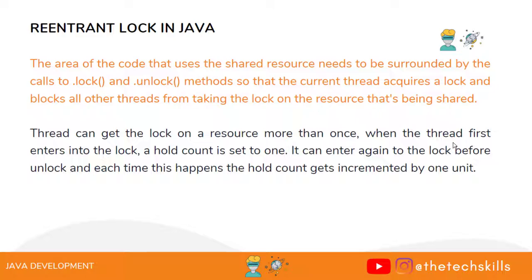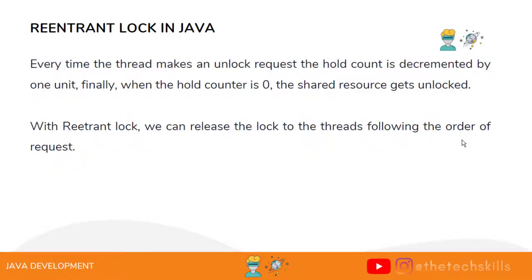A thread can get the lock on a resource more than once. When the thread first enters into the lock, a hold count is set to 1. It can enter again to the lock before unlock, and each time this happens, the hold count gets incremented by 1 unit. Every time the thread makes an unlock request, the hold count is decremented by 1 unit. Finally, when the hold counter is 0, the shared resource gets unlocked. With Reentrant lock, we can release the lock to the threads following the order of request. We have a mechanism of a waiting queue here.